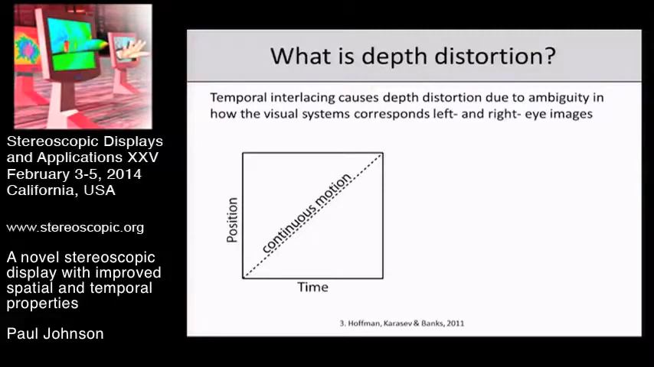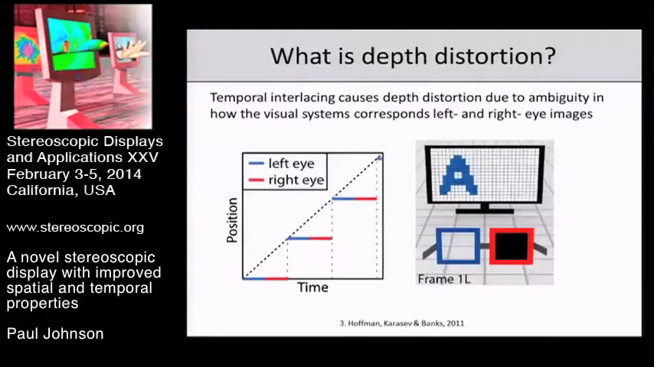Say you have an object moving horizontally across the screen and you just plot its position over time on this kind of plot. So this is continuous motion. For a temporally interlaced display, you'd capture this motion at discrete moments in time, and if it's a sample and hold type display, you'd present left and right eye views like so. You'd present left, right, update, and you'd get something like this.